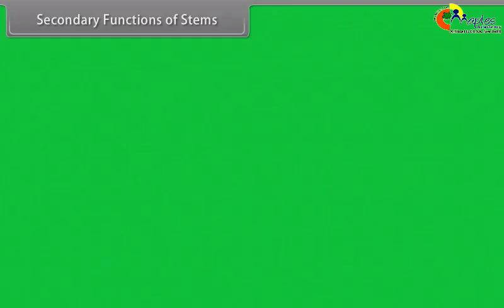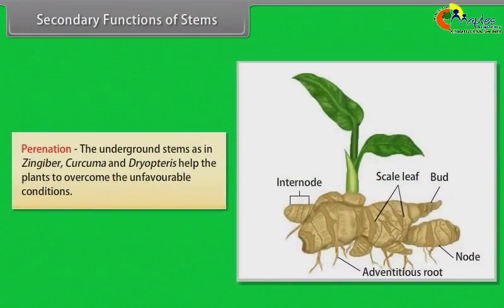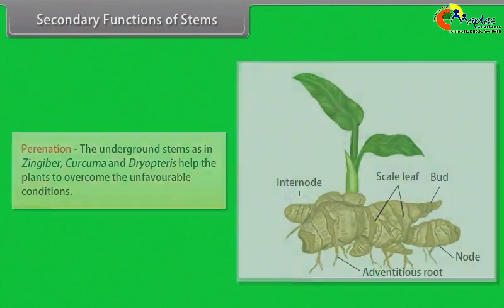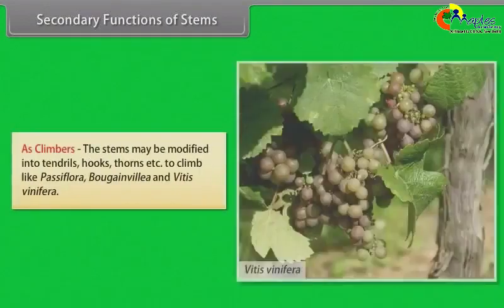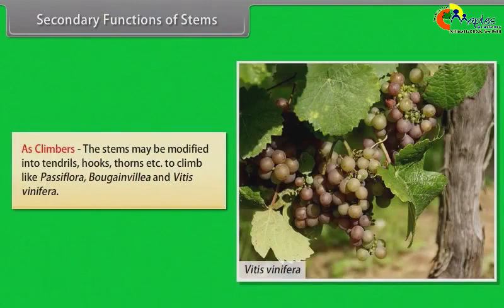Secondary functions of stems. Perenation. The underground stems, as in zingiber, curcuma, and Dryopteris, help the plants to overcome the unfavorable conditions. Storage of food. Food is stored in parenchymatous cells in underground stems like Solanum tuberosum, Colocasia, ginger. As climbers, the stems may be modified into tendrils, hooks, thorns, etc. to climb, like Passiflora, Bougainvillea, and Vitis vinifera.